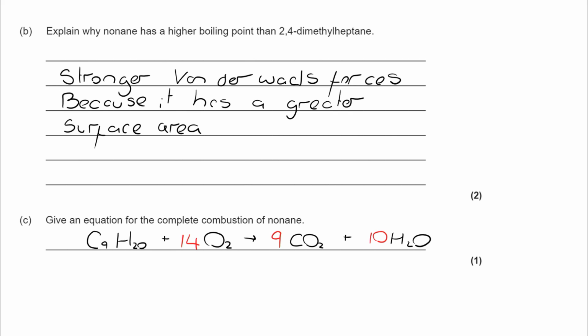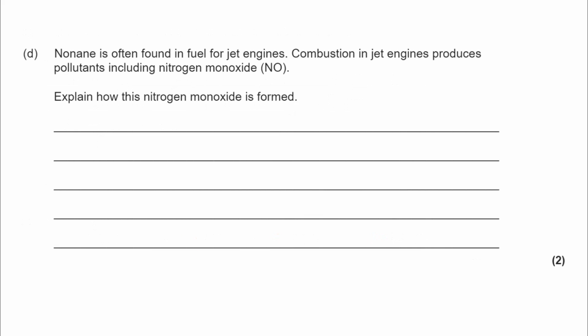On to the next question, and we're talking here about pollutants, and specifically about nitrogen monoxide, which is one of the causes of acid rain. Now, it's a 2-mark question, or a 2-mark answer I should say. How is nitrogen monoxide formed? Well, let's keep it really simple to begin. What must nitrogen react with to form nitrogen monoxide? It reacts with oxygen from the air.